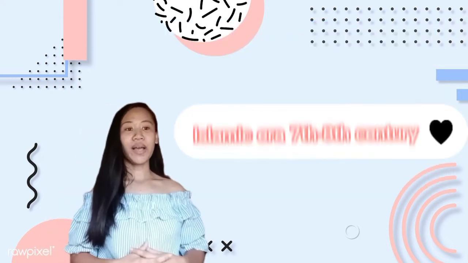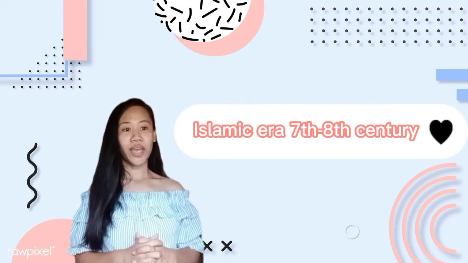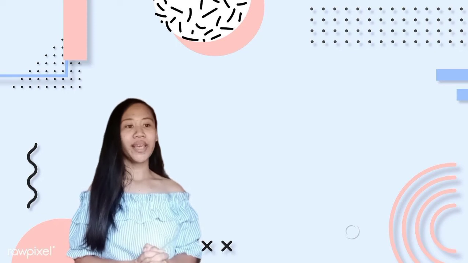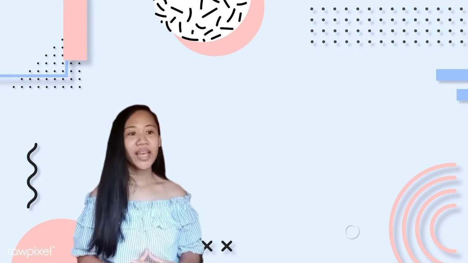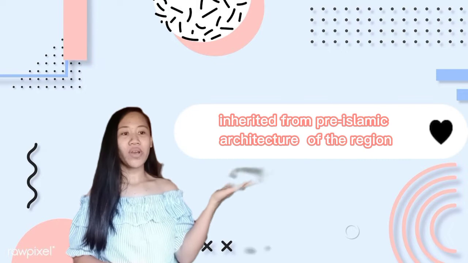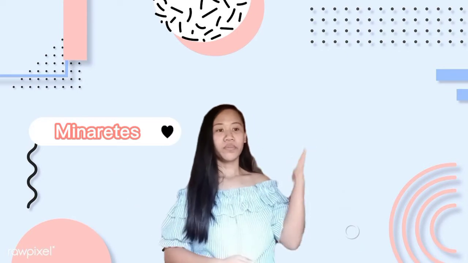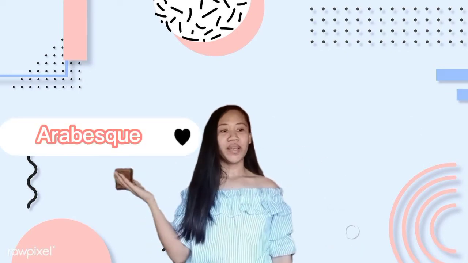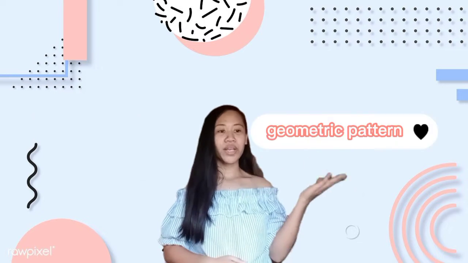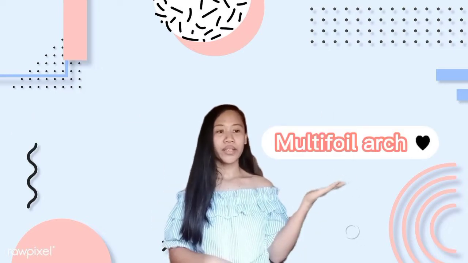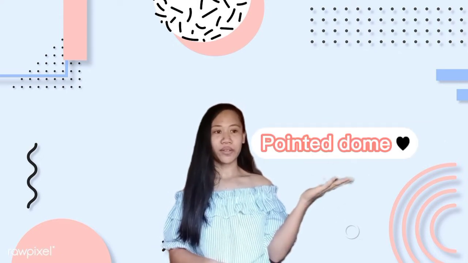Next is the Islamic era from the 7th to 8th century. Some characteristics of Islamic architecture were inherited from the pre-Islamic architecture of the region, while some characteristics like minarets, muqarnas, arabesque Islamic geometric patterns, pointed arch, multifoil arch, onion dome, and pointed dome developed later.